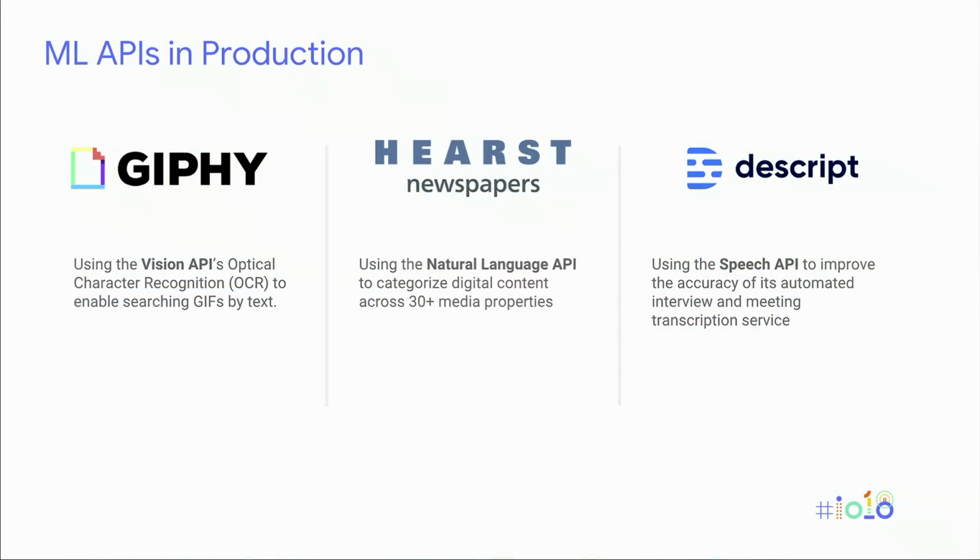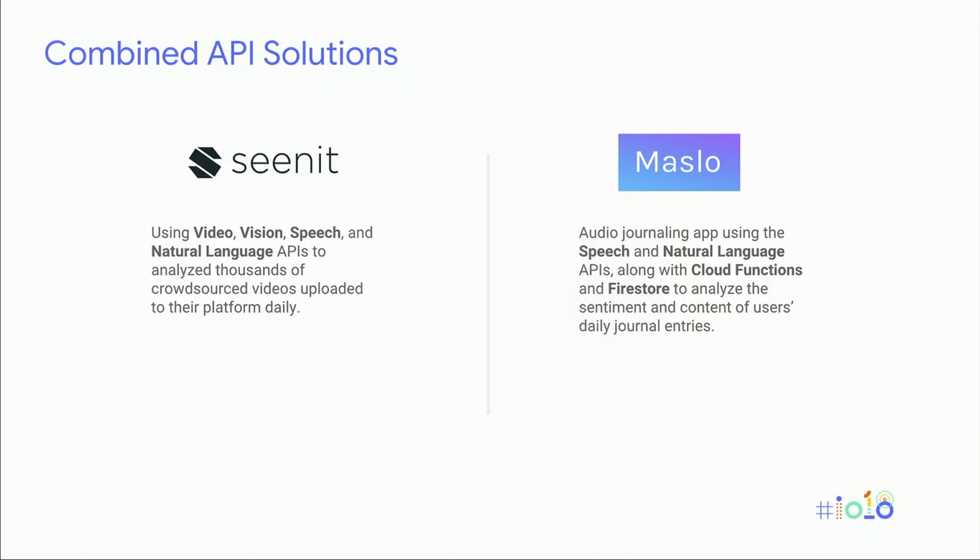Hearst is a large publishing company. And they're using the natural language API's content categorization method across over 30 of their media properties to categorize their news articles. Descript is a new app that lets you transcribe meetings and interviews. And they're using the speech API for that transcription. So all of these 3 companies are using just one API. We have also seen a lot of examples of companies combining different machine learning APIs.